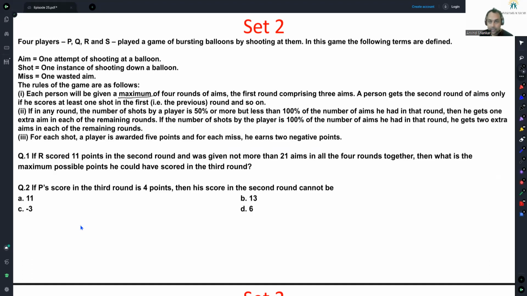So basically, if in round one you had 3 aims and you hit all of them, you hit 3, you miss 0. In the next round, you'll get 5. Again, if you hit all of them, miss 0. In the next round, you will get 7. Again, you hit all of them, then miss 0. In the last round, you will get 9. So 3 plus 9, 7 plus 5, 12. So 24 shots. Somebody can get a maximum of 24 shots.